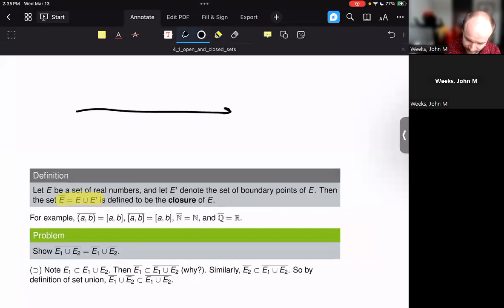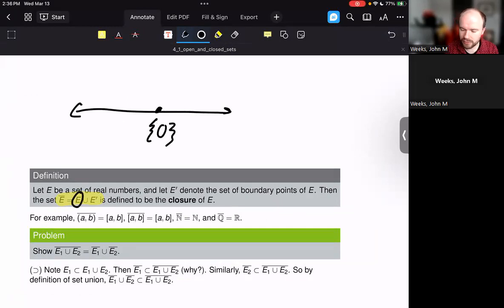Because remember, for example, if you just have the set containing 0, that 0 is not a boundary point of the set containing 0. Because if I delete 0 from the set, any open interval around 0 is not going to contain any elements of that set, because now that you've deleted 0, the set is empty.